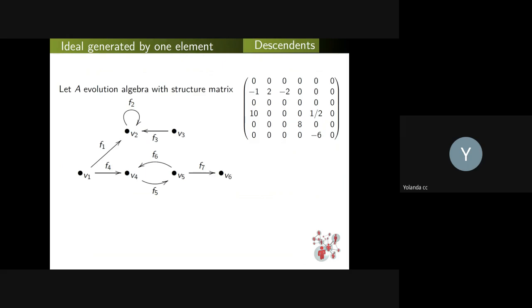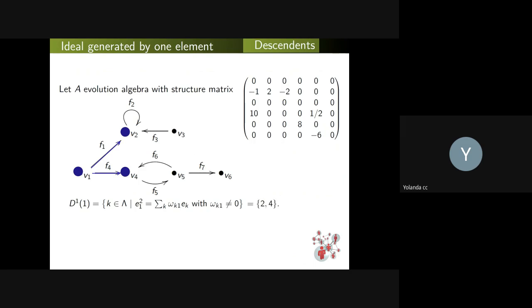We define the first generation descendants of B1. They will be those vertices or indices that are joined to the vertex by an arrow. In this case, we can go from B1 to B2, and from B1 to B4. And the first generation descendants of B1 are 2 and 4.